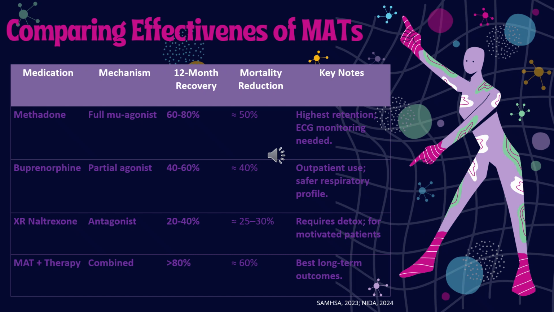There is a correlation between treatment and mortality. Methadone is the drug that achieves the highest adherence and the greatest reduction in mortality, followed by buprenorphine. Despite that fact, naltrexone has a reduced retention rate. It's beneficial for those patients who are motivated. The most effective outcomes for relapse prevention and survival are achieved when behavioral therapy is combined with medication-assisted treatment.